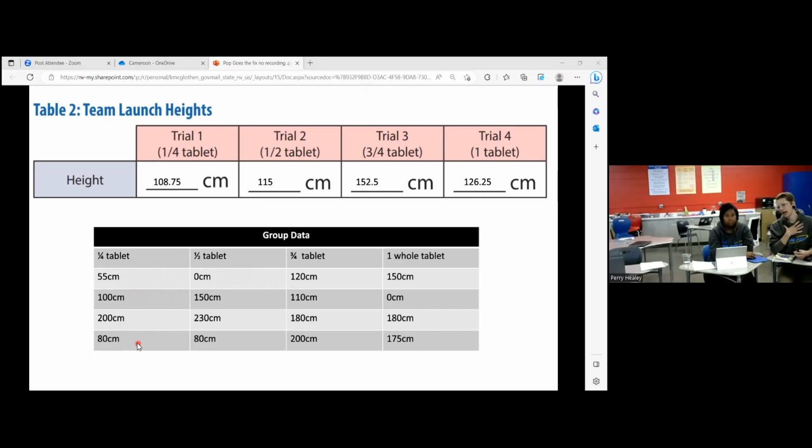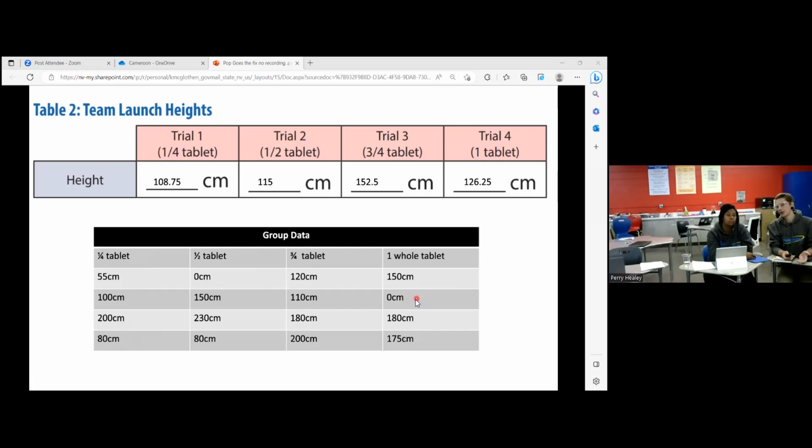Now, every time we do this experiment, we have some students who make a mistake, or they don't get a full launch. So on 1/2 of the tablet, you'll see I put 0 centimeters. That's just to represent that not all students were able to complete the experiment. You'll also see that on 1 whole. You'll also see 0 centimeters there as well.